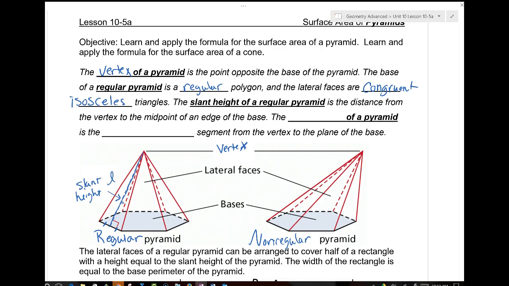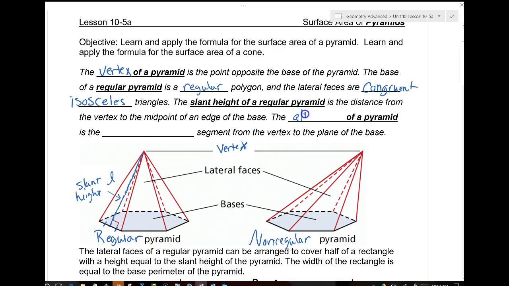Yeah. So you're going to be working with right triangles based off of your lateral faces at times, not all the time. But once in a while, you're really going to have to know that. So that's huge there. Here's a couple other things that we're going to get to in a moment, but let's get the next one down. So that's our slant height.